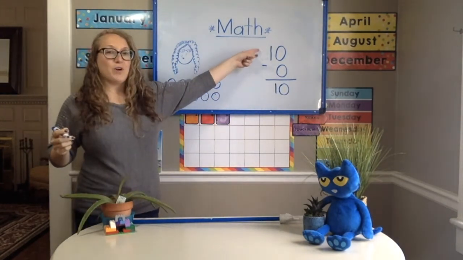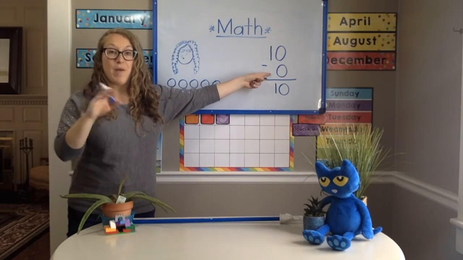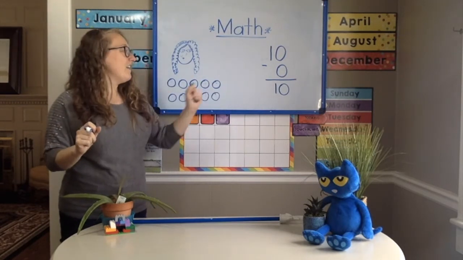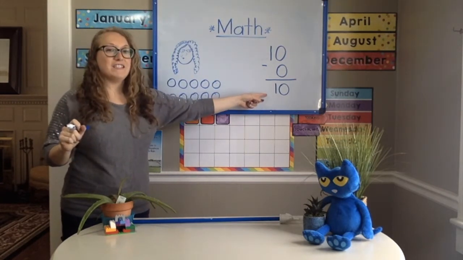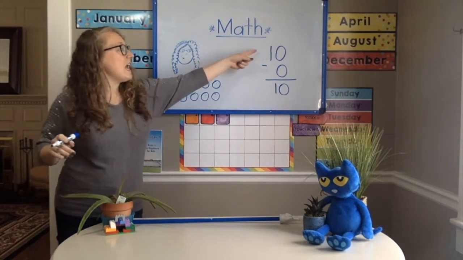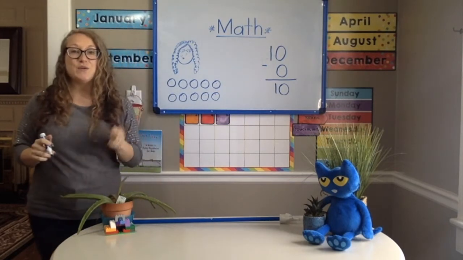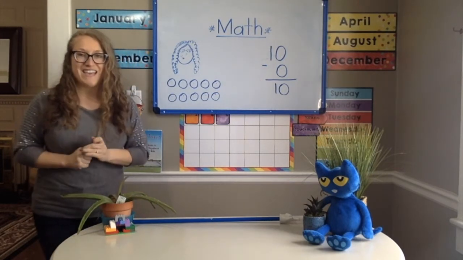I have 10 warm fuzzies. I took away 0 of them. None of them got taken away. So I have 10 warm fuzzies left over. That's my difference, my answer. 10 minus 0 equals 10. Let's do one more problem together.